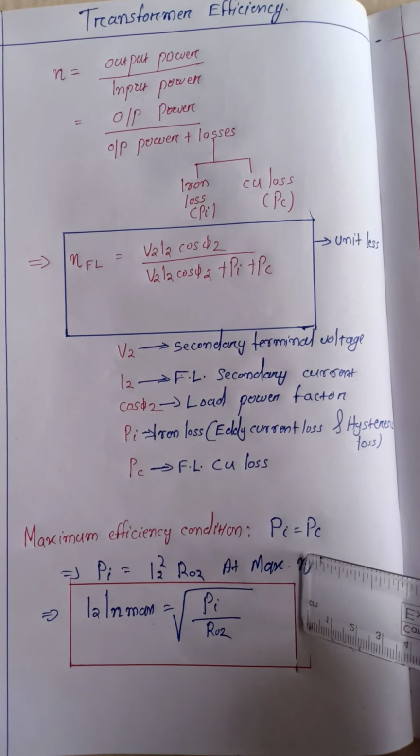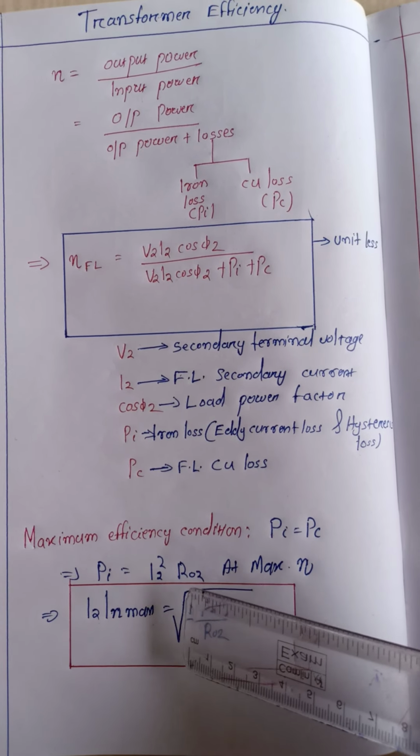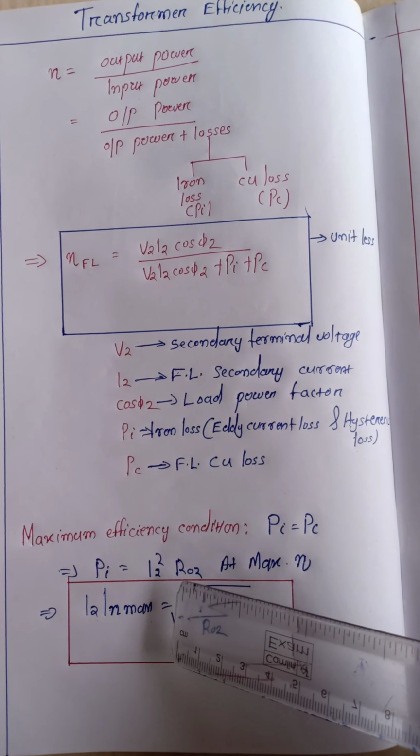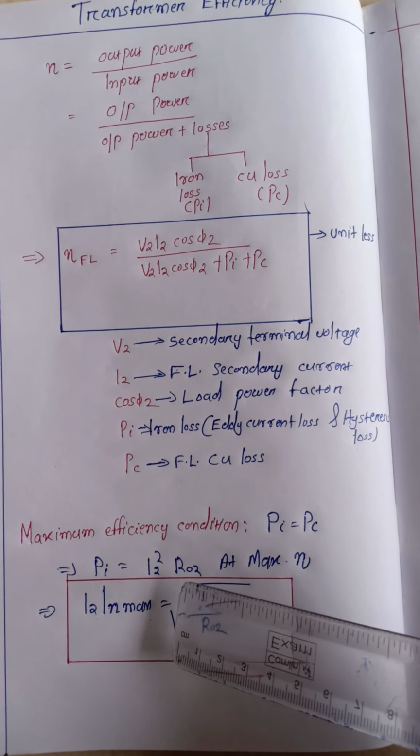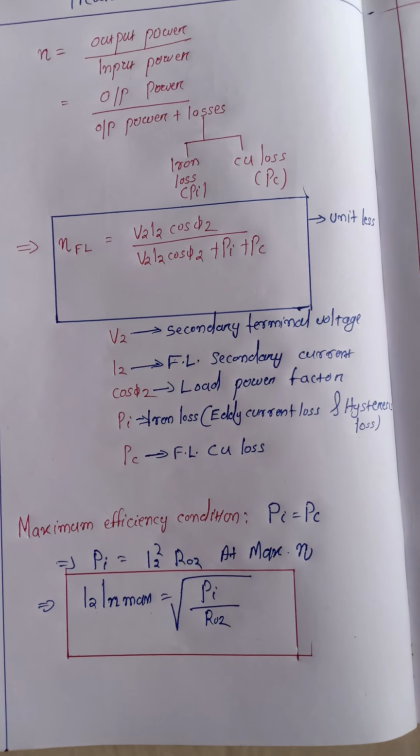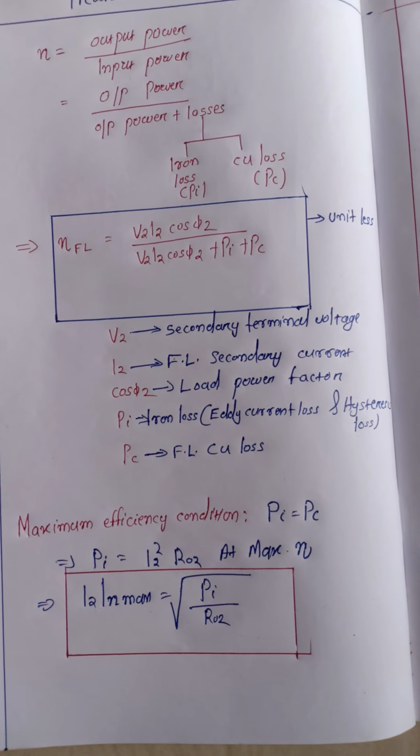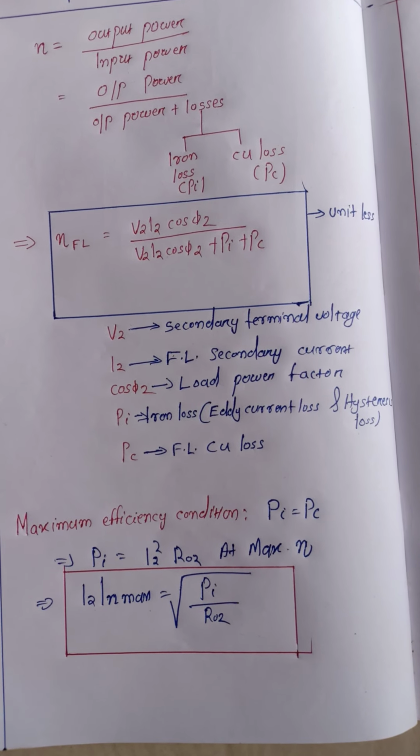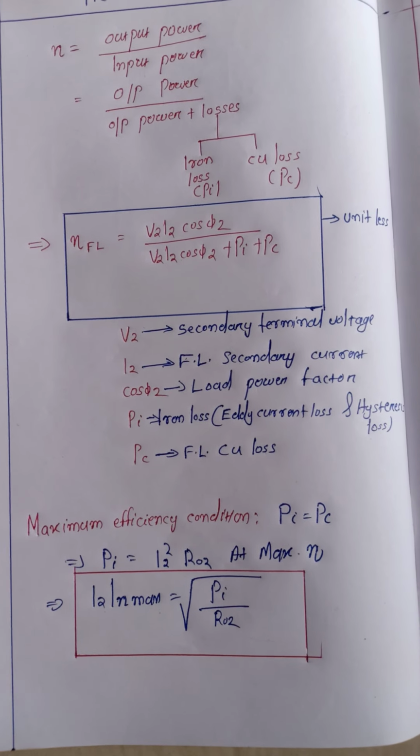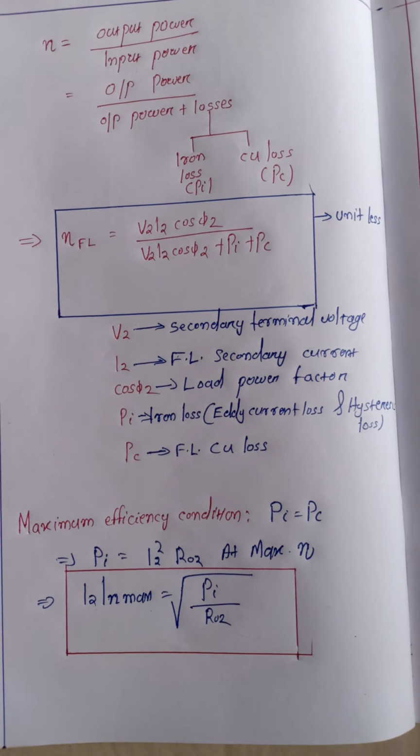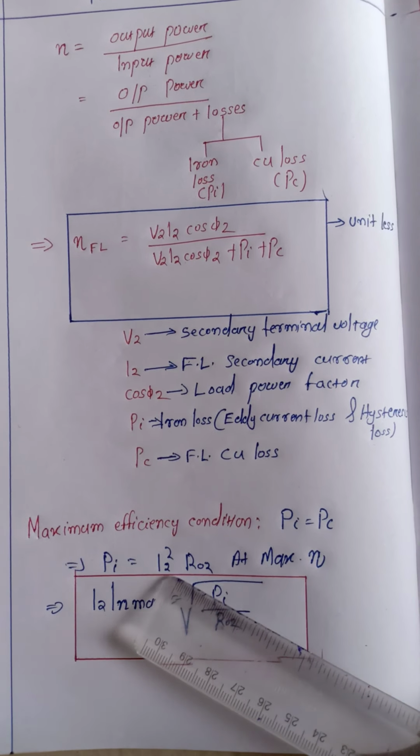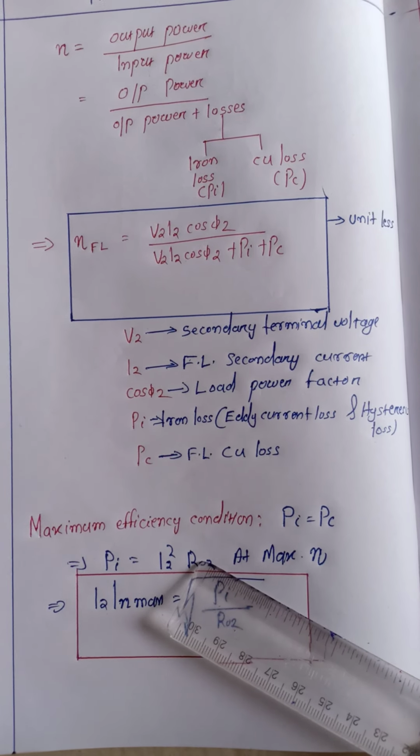So we know copper loss is equal to I2 square R02. Here I2 is the load current and R02 is the equivalent value of the transformer secondary resistance. That is, R02 is the resistance of the transformer with respect to the secondary. So at maximum efficiency, copper loss will become iron loss. That is, Pi is equal to I2 square R02.